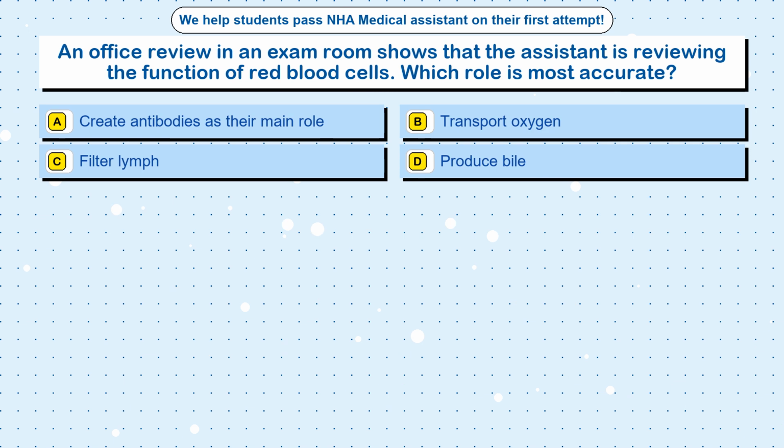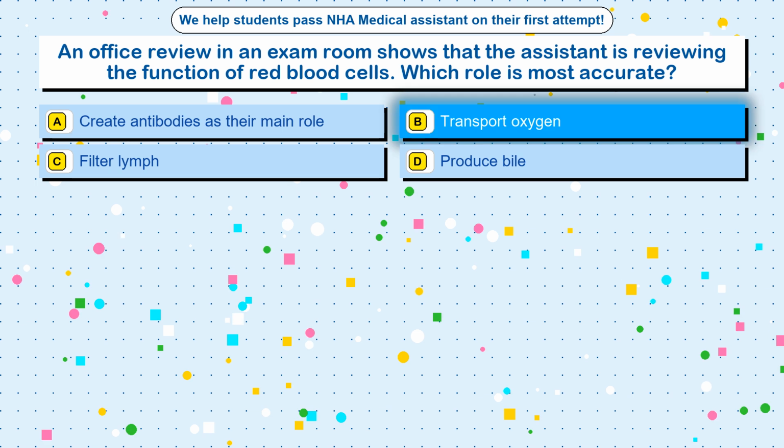Question 81. An office review in an exam room shows that the assistant is reviewing the function of red blood cells. Which role is most accurate? Option A, create antibodies as their main role. Option B, transport oxygen. Option C, filter lymph. Option D, produce bile. The correct answer is option B, transport oxygen.